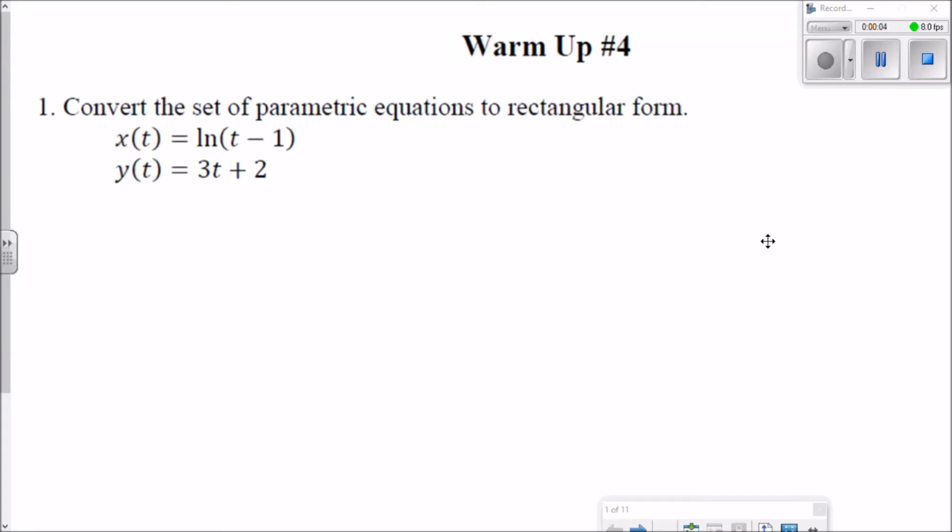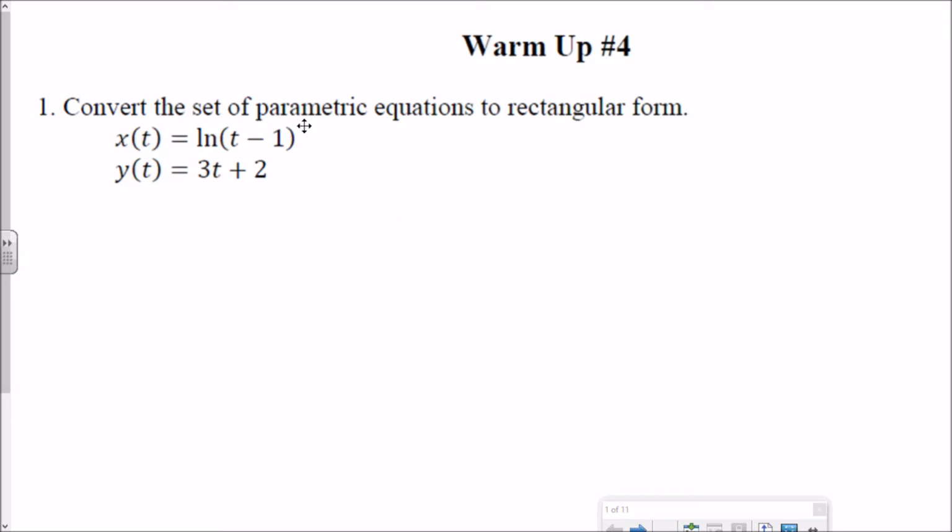All right, so this is going to be our polar coordinate notes, and I'm just going to go ahead and get started with a warm-up. So this says convert the set of parametric equations to rectangular form, and it has your x of t and your y of t. Remember, the first step to any of these types of problems is to solve for t, and then you can plug it into the other function.